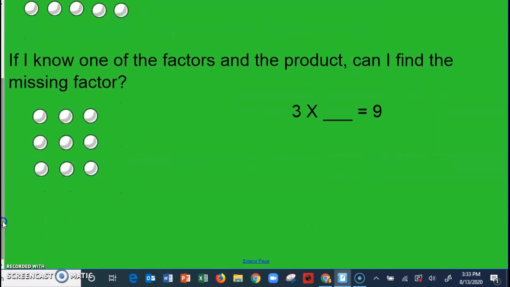What about if I know one of the factors and the product, can I find the missing factor? I know one of my factors, I know my product. Can I find out what goes right here? Rows, columns, total. So absolutely, I could look at my columns. I have 1, 2, 3 columns, and this would be 3 times 3 equals 9.